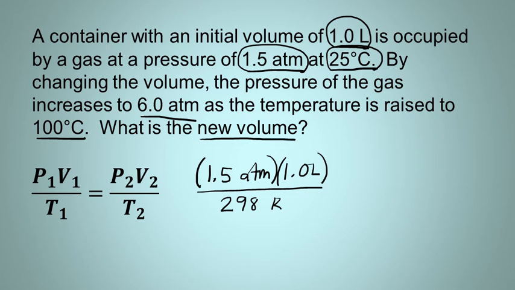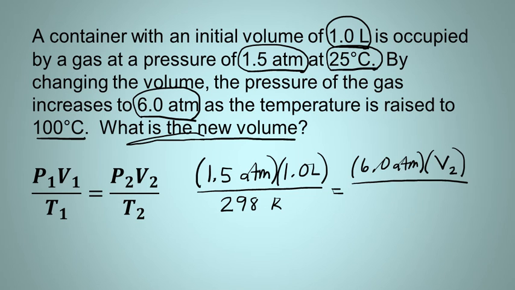Then on the other side of the equal sign, we have P2, the final pressure, and that is 6 atmospheres. And that's next to V2. Well, that's what we're solving for. It says, what is the new volume? So that's going to be our unknown. So V2, we don't know what that is yet. And then T2 on the bottom, the final temperature, is 100 degrees Celsius. So when we convert that to kelvins, that's 373 kelvins.